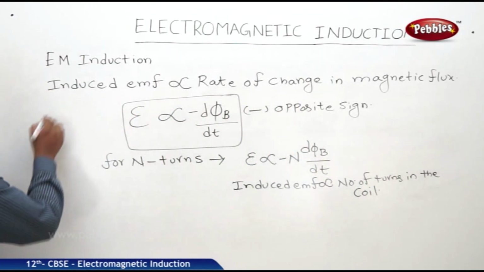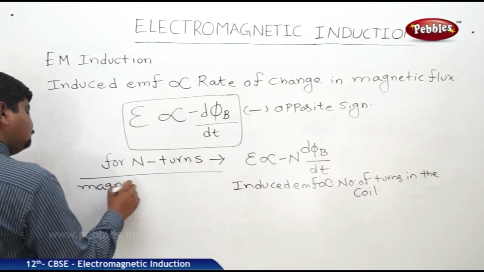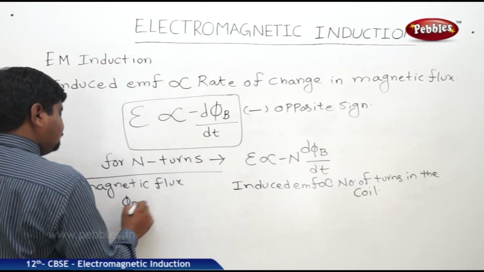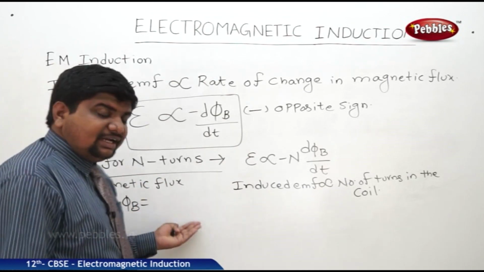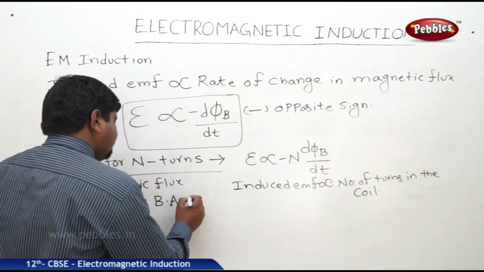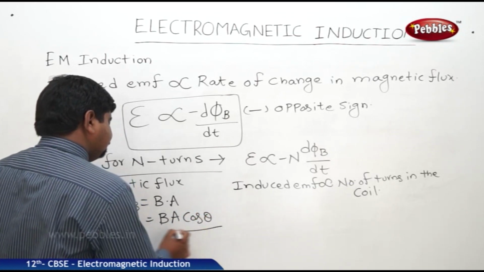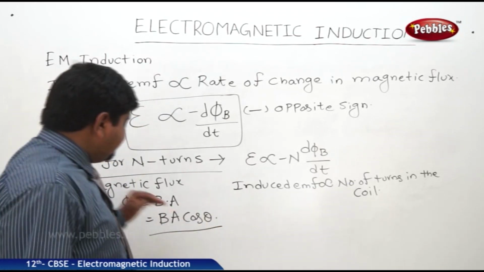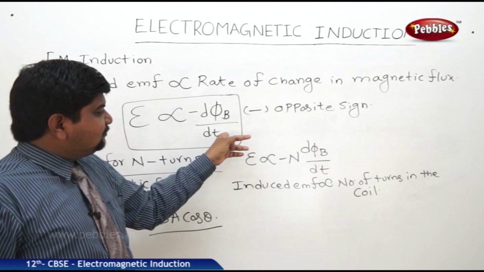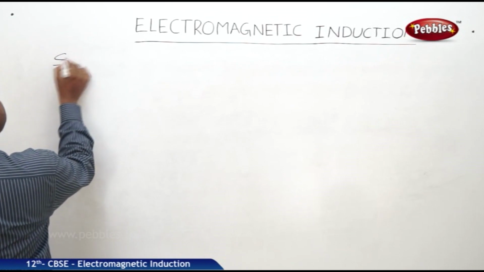And one more thing, what is the magnetic flux equation? Phi B is equal to, similar to electric flux, the magnetic field lines passing through unit surface area of the body. So we can write B dot A, which is nothing but BA cos theta. So this is magnetic flux, and the rate of change in magnetic flux for n turns is n times that for a single turn.